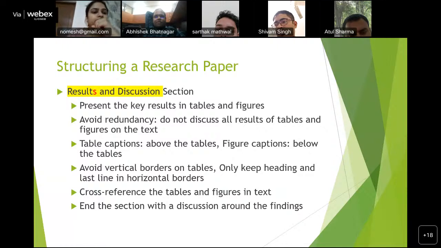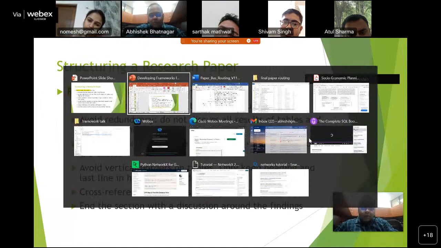Okay, table captions have to be above the tables, and figure captions below the figures, like most of you might be knowing. Then for table formatting, avoid vertical borders, only keep the heading and the last line in horizontal borders. Okay, I'll show you what I mean.